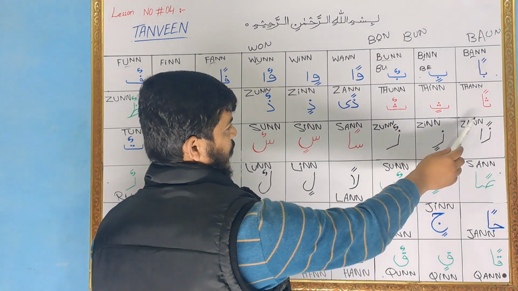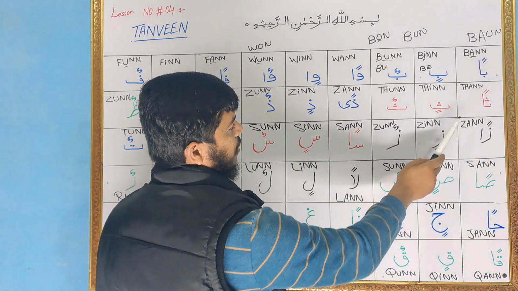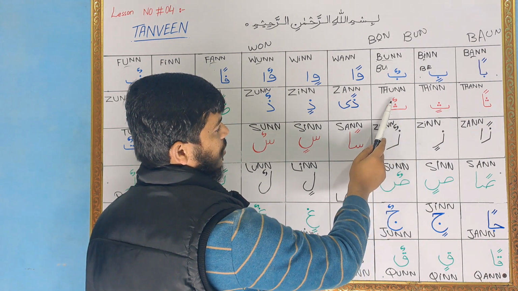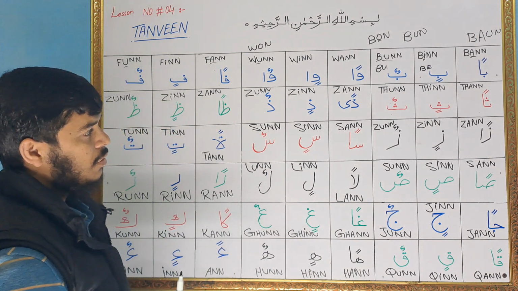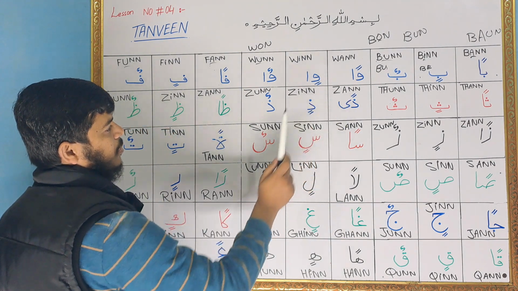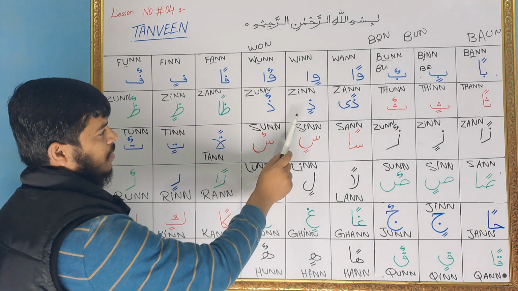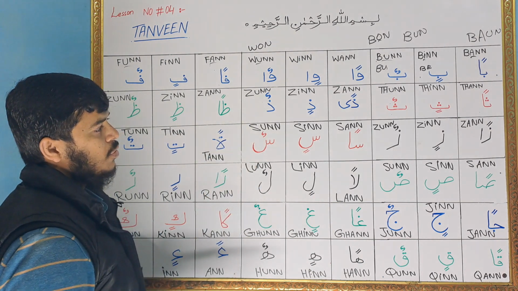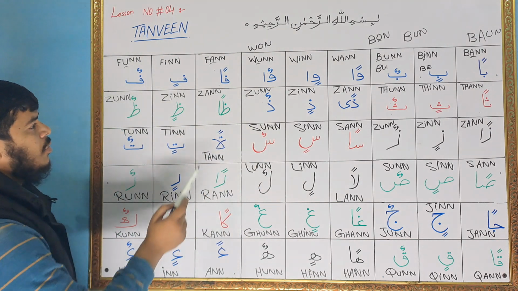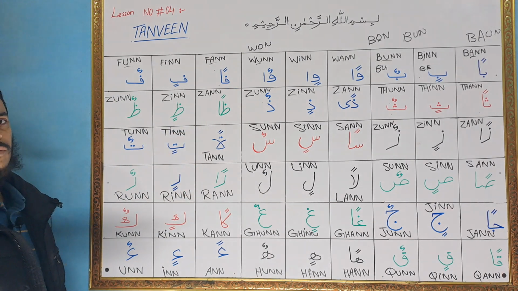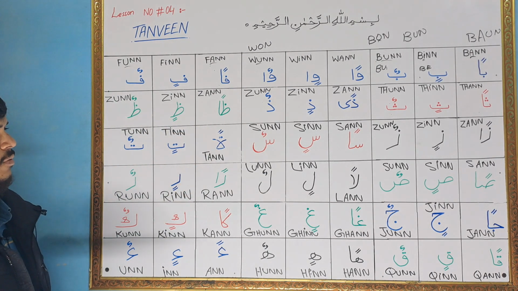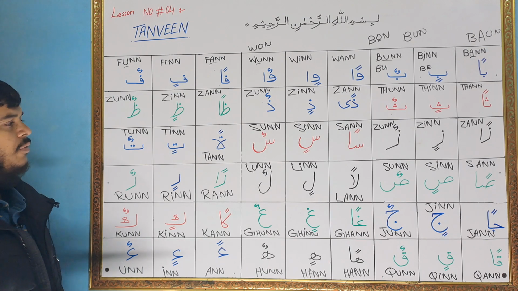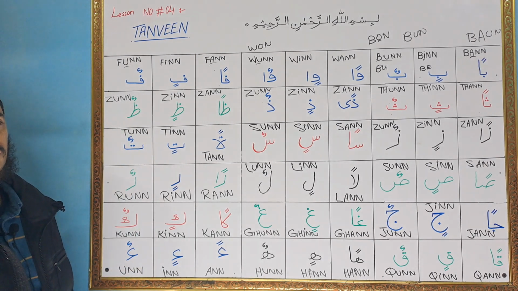Next, tha double Fathah, than, tha double kasrah, thin, tha double dhammah, thun. Zal double Fathah, than, zal double kasrah, thin, zal double dhammah, thun. Za double Fathah, zon. Lip shapes will be rounded, we read it with a bold sound. Za double kasrah, zin, za double dhammah, zun.